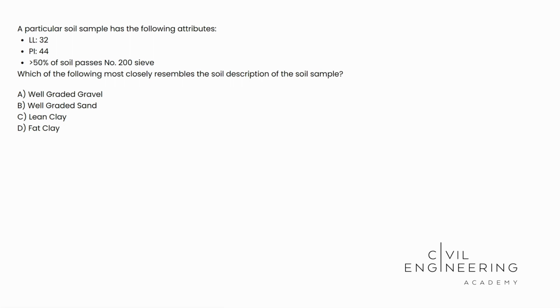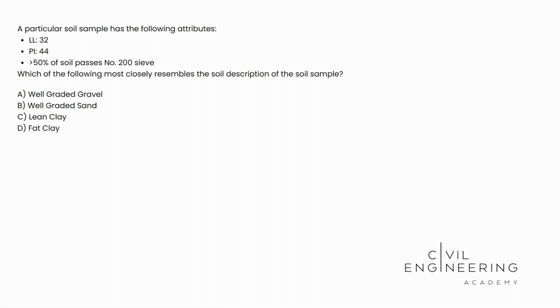All right, so today we have a soil mechanics type of problem, and we're going to be talking about properties. So here's what the question says. A particular soil sample has the following attributes. We're given the LL, liquid limit. We need to know that. It's 32. PI, plasticity index, that's 44. And greater than 50% of soil passes the number 200 sieve. So we need to know that. Which of the following most closely resembles the soil description of the soil sample? We're given four options there: well-graded gravel, well-graded sand, lean clay, fat clay.